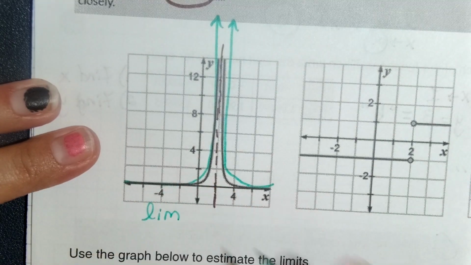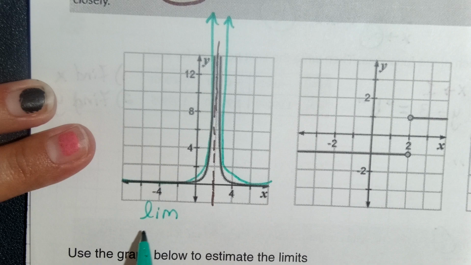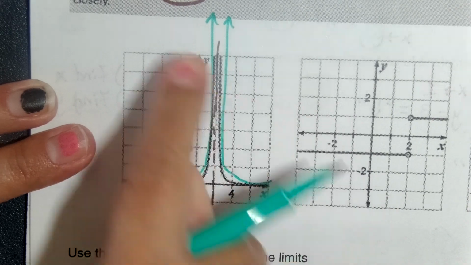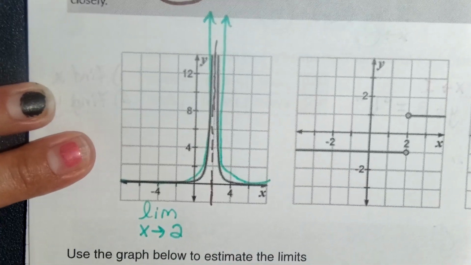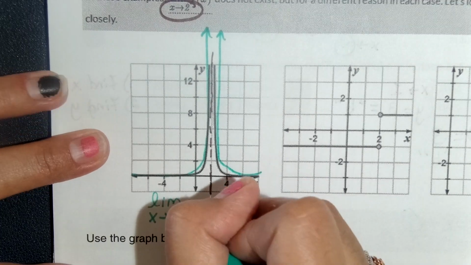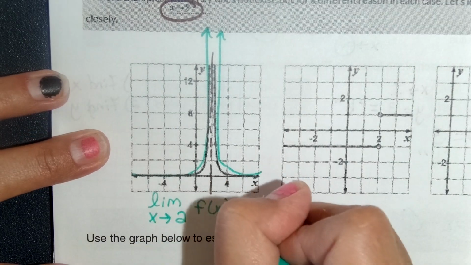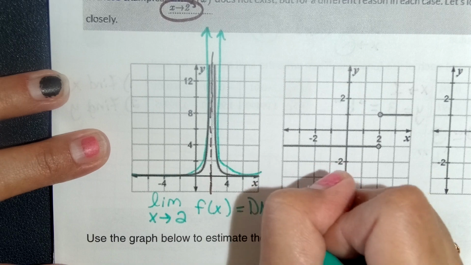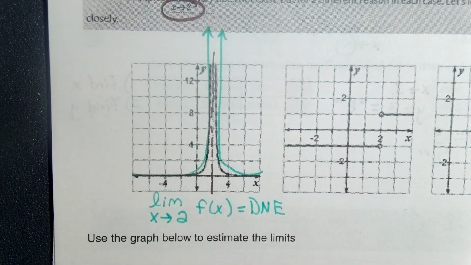So to write that, I'm going to do this. The limit as x approaches 2. So up here you see that it is the limit as x approaches 2, right? Of f of x is equal to does not exist. This is how you write it for does not exist.